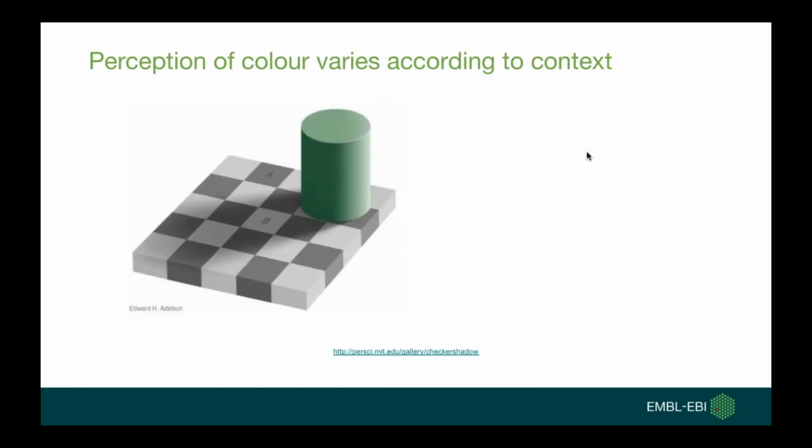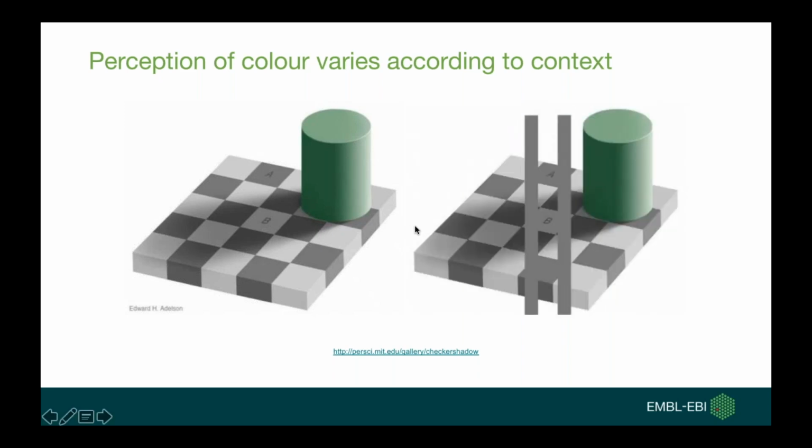Another thing to keep in mind is that perception of color varies according to the context. So this image comes from this website at MIT. It's attributed to Edward Adelson. If you look at the squares labeled A and B, most people perceive them as being different colors. However, they're actually the same, and this becomes more obvious if you join them with a line of the color. Particularly if you focus on the part of the line that is within the tile, then you can see that the color is actually the same, but it looks different because of the context that it is in.